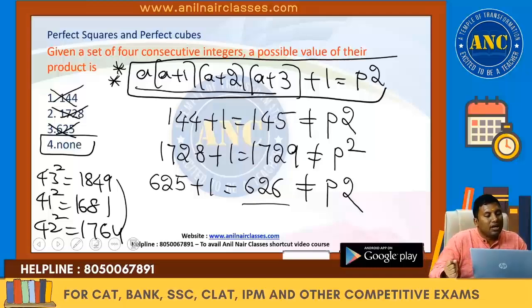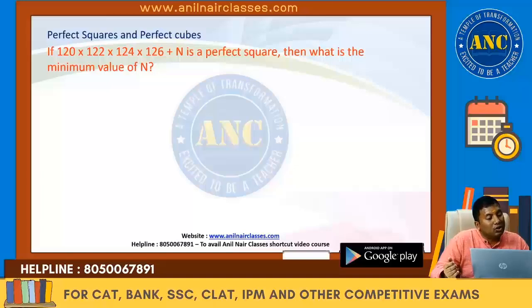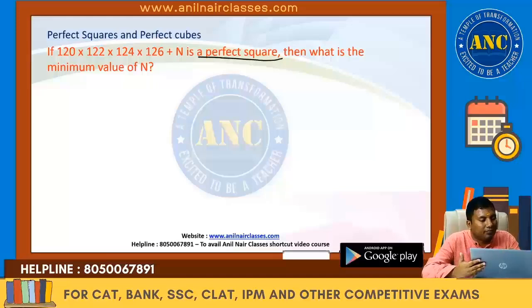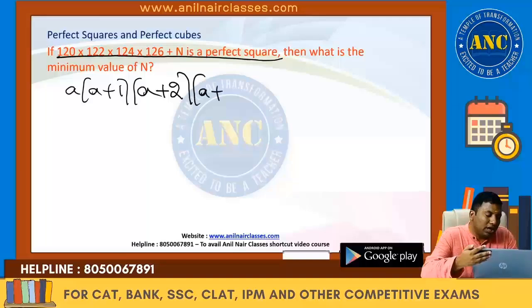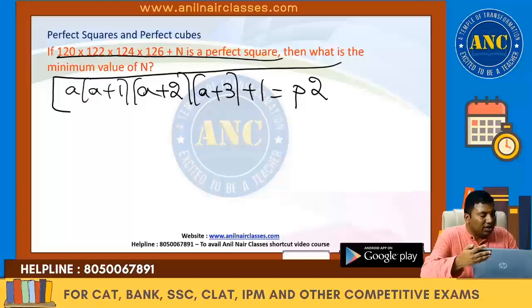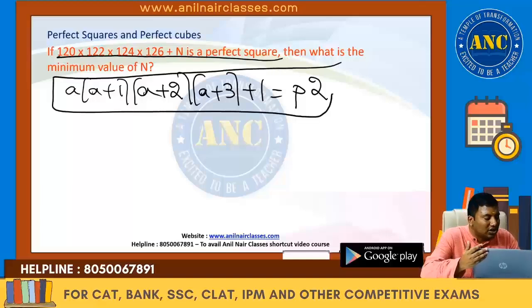Next question. Beautiful question. 120 into 122 into 124 into 126 plus n is a perfect square. But what we discussed: product of 4 consecutive integers, a, a plus 1, a plus 2, a plus 3, plus 1, results in a perfect square. This is the concept which we discussed. All these 4 are consecutive positive integers. But 120, 122, 124, 126 are not consecutive numbers, they are consecutive even numbers.